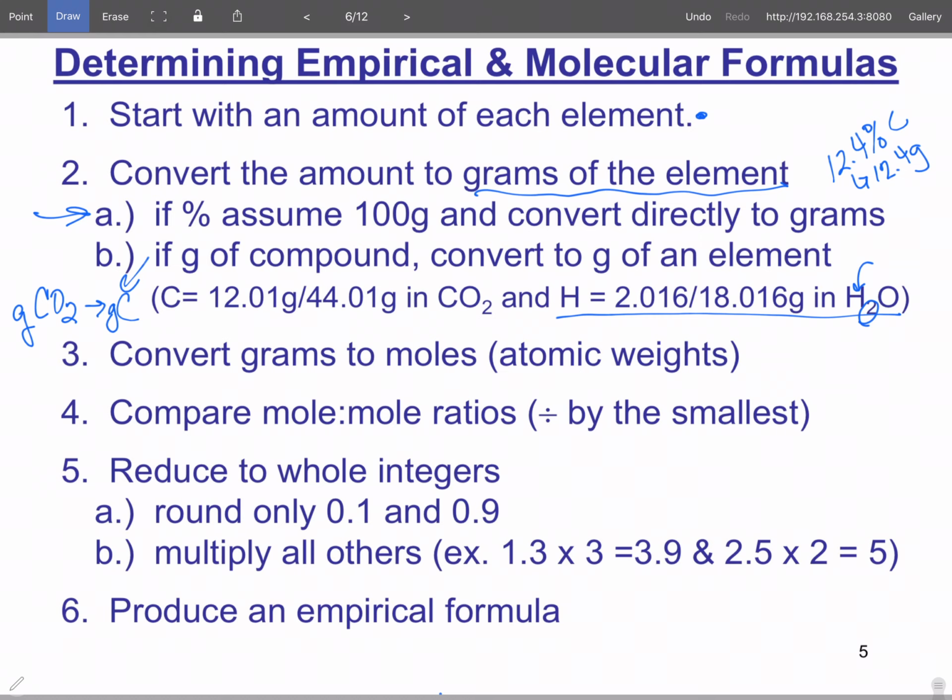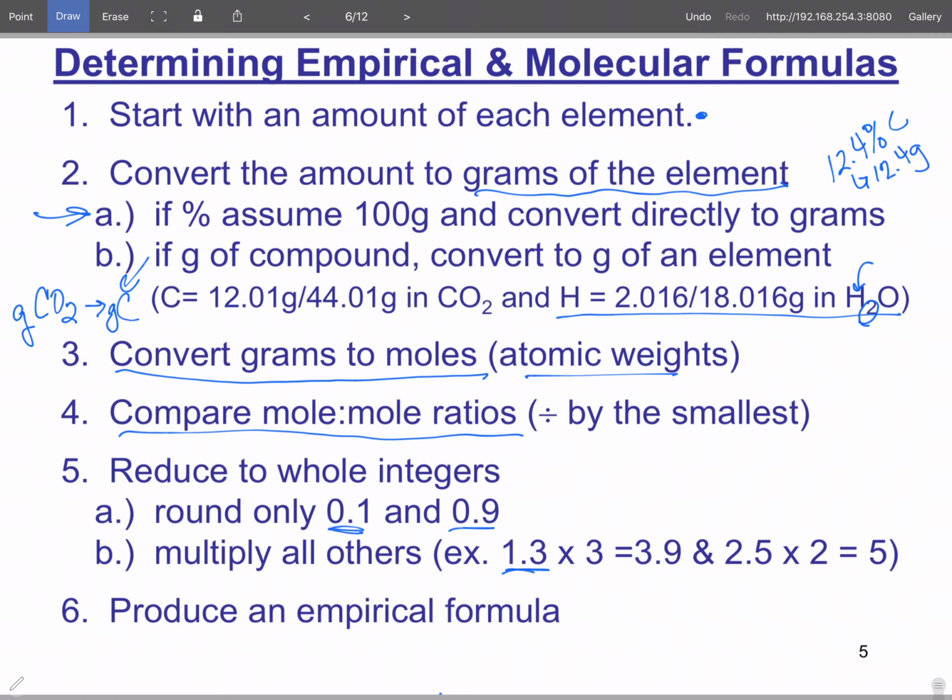Now, once you've got the grams of whatever element you have, you're going to convert it to moles. You use the atomic weights here. Then, only then, you're going to compare the mole-to-mole ratios. You divide by the smallest one. And then you're going to reduce to whole number integers. And this is where it gets a little strange because you're like, rounding rules? No. You may round 0.1 and 0.9. You may not round 0.2, 0.3, 0.4, 0.5 through to 0.8.